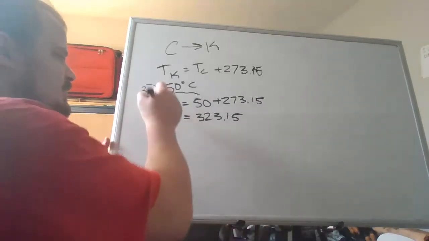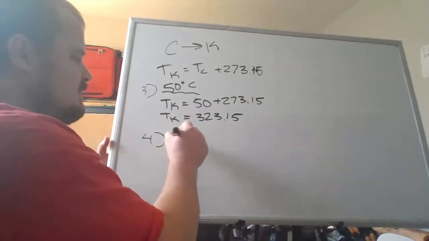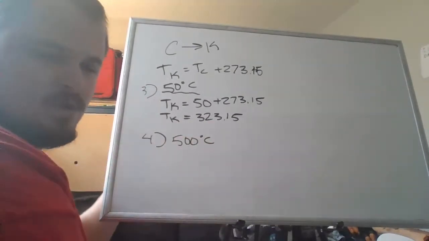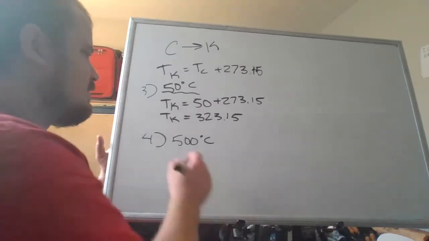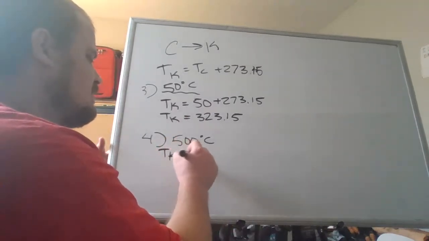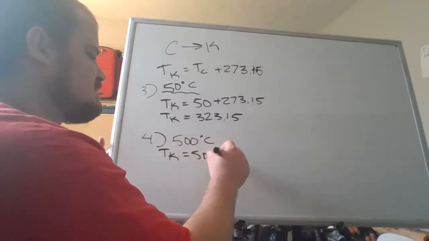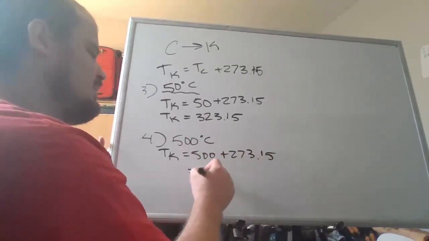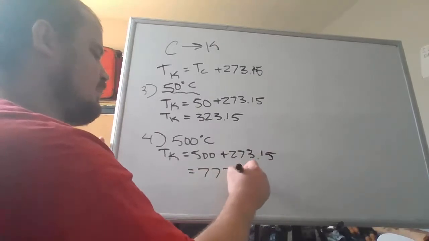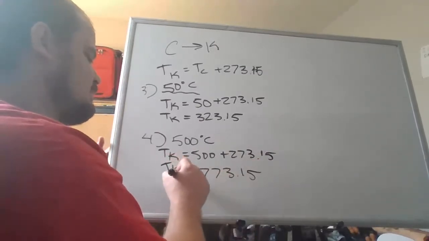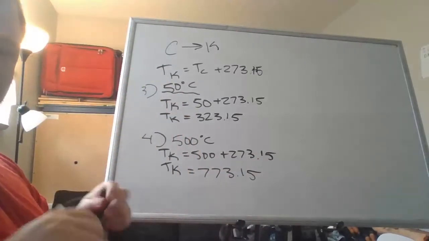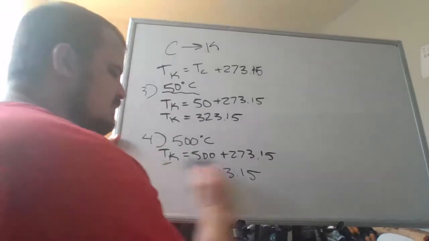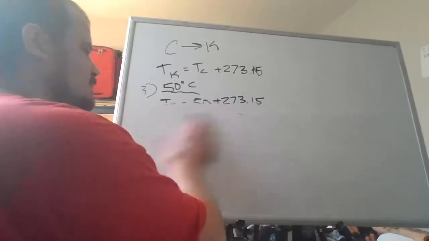Okay, so I just gave you number 3, and number 4 is going to be 500 degrees Celsius. So temperature in Kelvin is going to be temperature in Celsius plus 273.15. And so we get 773.15 for our temperature in Kelvin. All right, so there's the first 4. Now we're going to move on to Fahrenheit, which unfortunately is a bit more difficult.